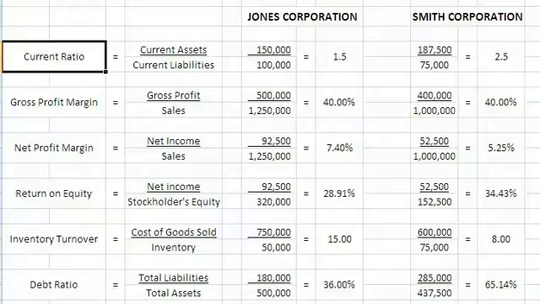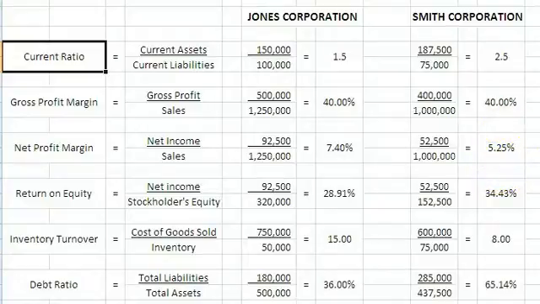All right, so when we look at the numbers here, we look at the gross profit margin, we see that it's the same for both companies. So we don't need to consider gross profit margin in making our decision. So let's look at net profit margin. We see that the net profit margin for Jones is better than the net profit margin for Smith. So Jones is stronger here.